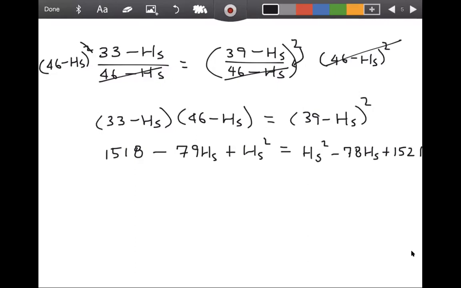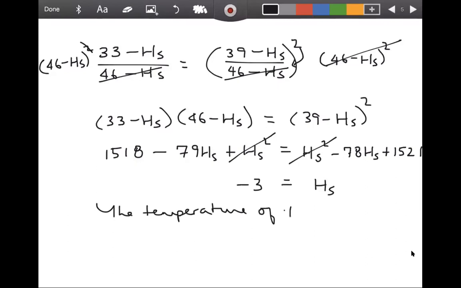Okay, so actually this is not a quadratic equation. This turns out to be a linear equation because I can subtract H sub s squared on both sides and get rid of those. And now if I add 79 H sub s to both sides, that'll give me H sub s over here. Subtract 1,521 from both sides, and on the left side you get negative 3. Isn't that nice? So the temperature of this refrigerator, which I guess is actually a freezer, was negative 3 degrees Celsius.